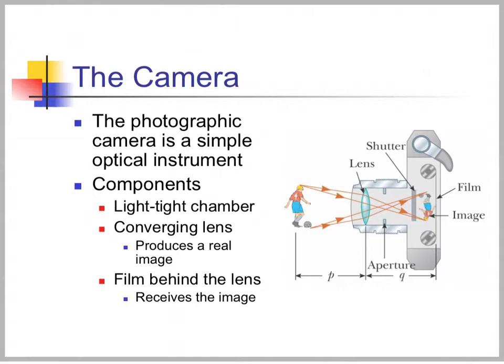It consists of a light-tight chamber, a converging lens, which is going to produce a real image on the film, and the film behind the lens, which receives the image. Now, today, there's not a lot of film cameras that you see out there. A lot of them are CCD. That's all right. Where the film is, we could also put an electronic device called a CCD that will take the same picture.